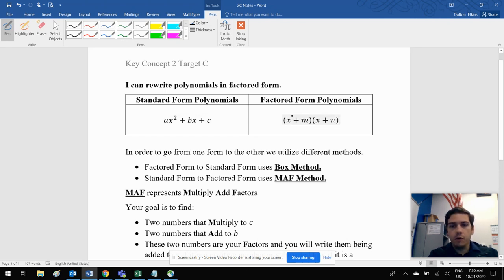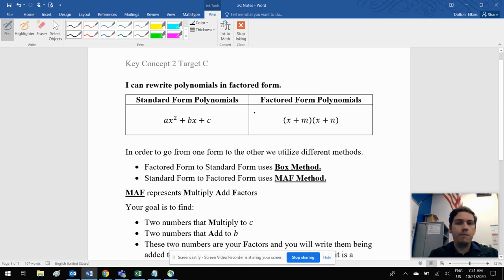The x's will be there. Then there's factored form, where you have x plus some number m, and then you multiply it times x plus some number m. These are the two different forms of polynomials, and they represent the same type of things, but they're just written in different ways.